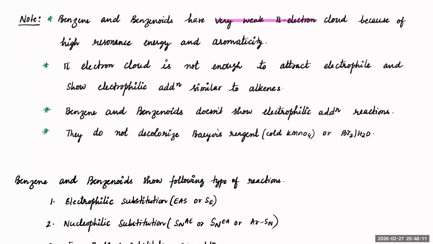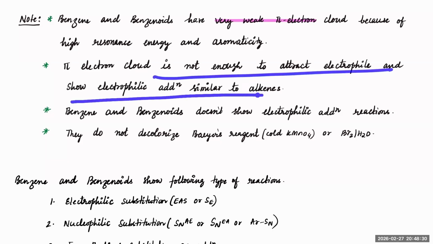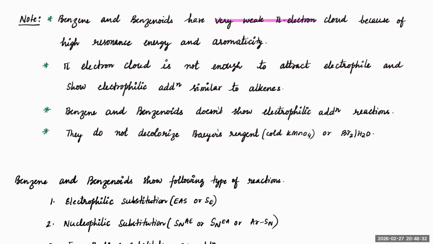You know that alkenes are extremely reactive towards electrophilic addition. We did this in alkenes, that wherever there is a pi bond, it will go for Markovnikov addition and so on. The same doesn't happen that easily on benzene because the pi bond is extremely involved in aromaticity. So the pi electron cloud is not enough to attract an electrophile and show electrophilic addition reactions as alkenes do.